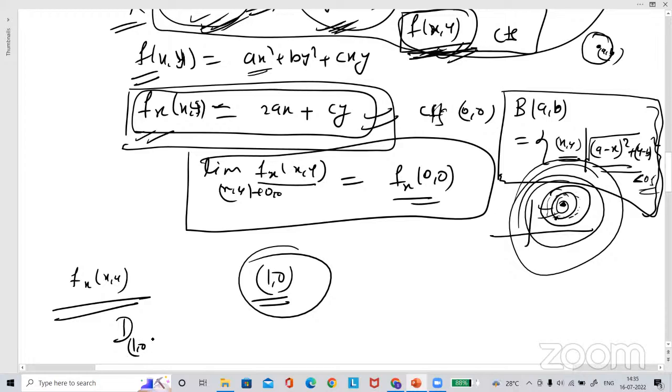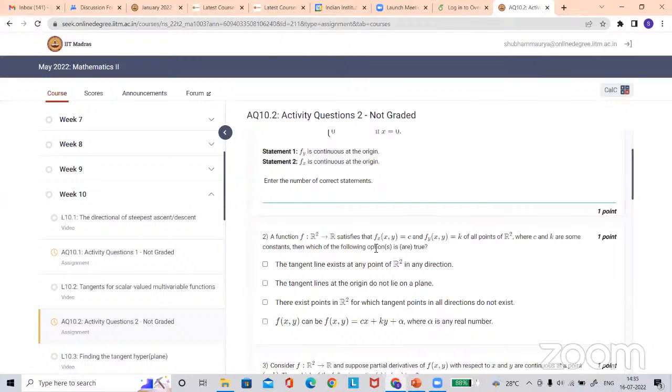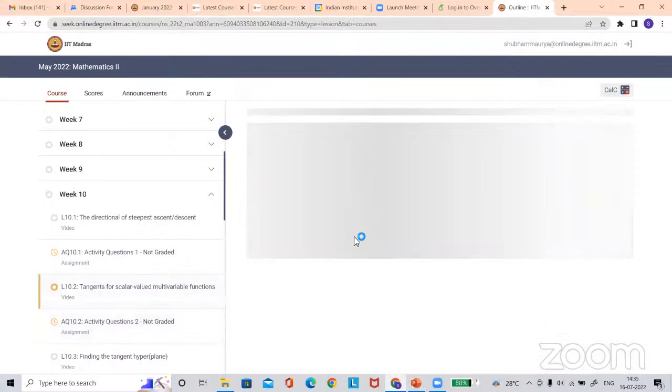So the directional derivative in the direction of (1, 0) at a particular point means you are finding the partial derivative of the function with respect to x at that point. Similarly for y also. So this is telling something more than just the sufficient condition for the existence of a tangent line. In this exercise it is already given.